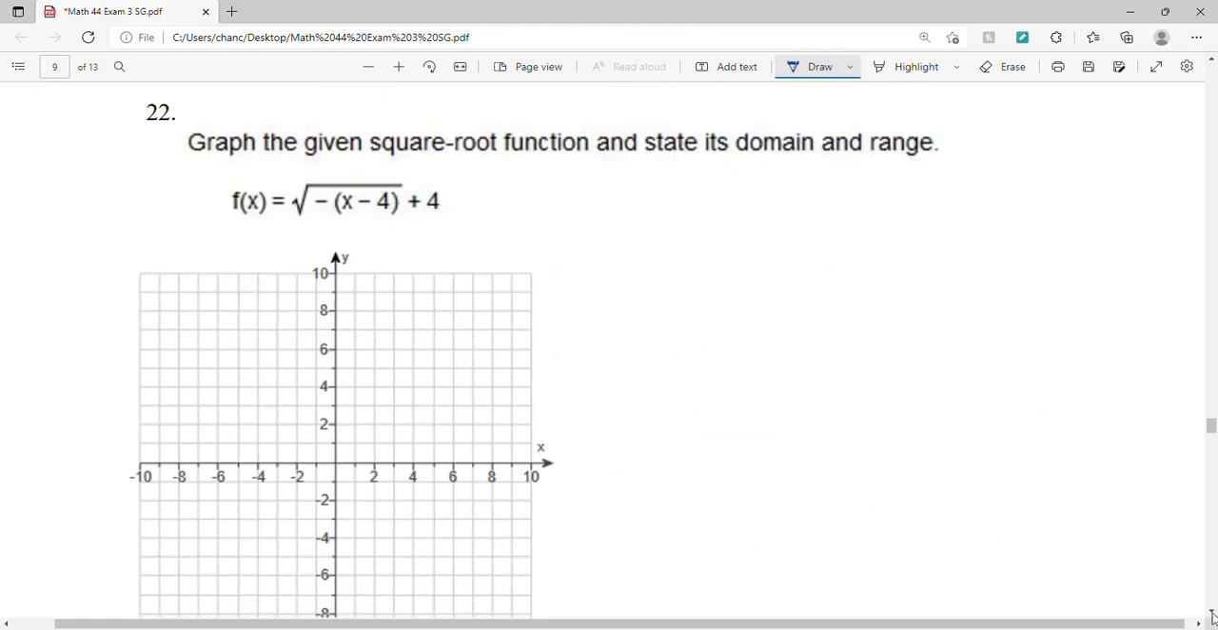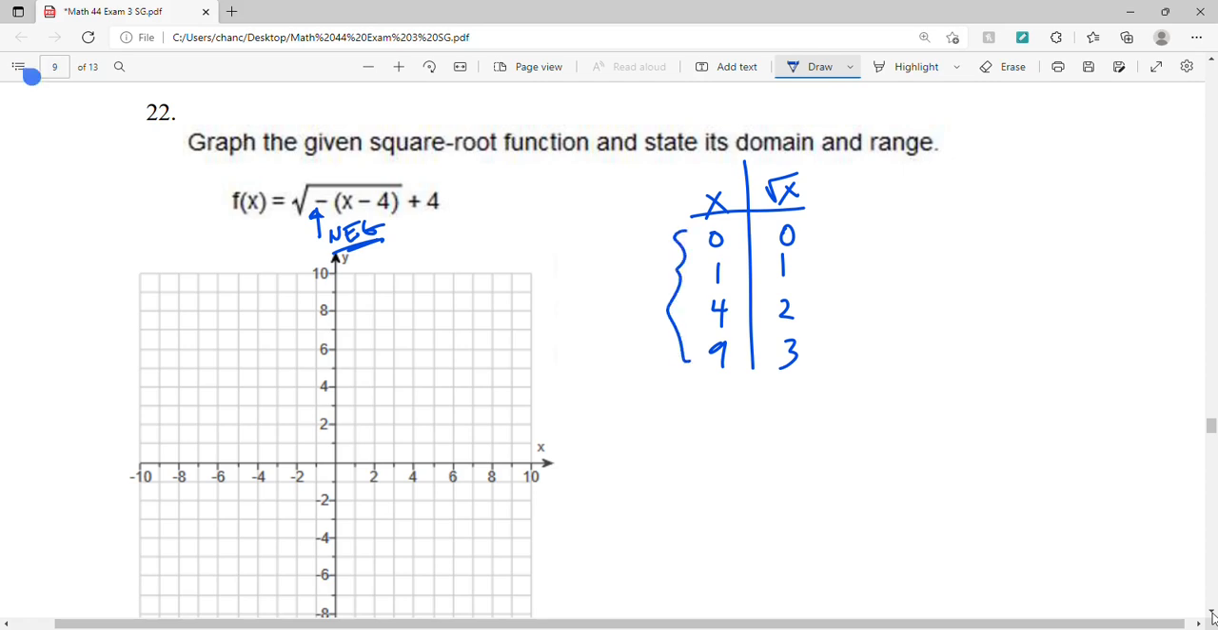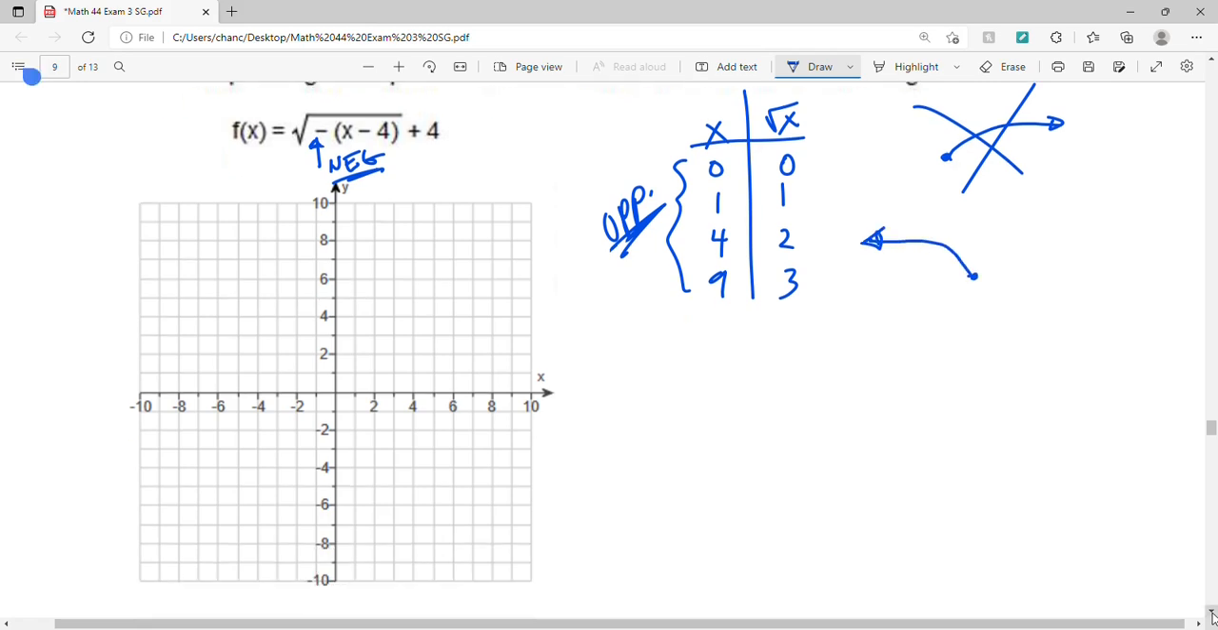Question 22, graph the given square root function. Notice in this function the negative is on the inside. What happens when the negative is on the inside? Well, if you look at our original parent graph, 0, 1, 4, 9, we would get 0, 1, 2, 3. And instead of the output being opposite, it's actually the input. These will be the opposite. Instead of facing right like a typical square root function, it's actually going to be facing left. That's what the negative does on the inside.